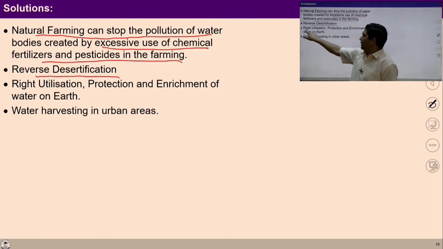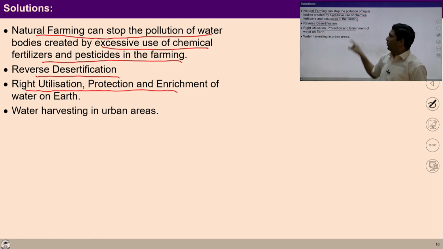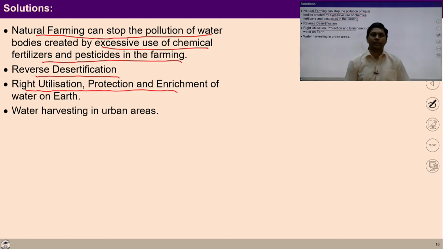Then there is a need to ensure the wisdom of right utilization, protection, and enrichment of water and natural resources on the earth. Initiatives like water harvesting in urban areas can be planned. So these are a few suggestions to mitigate these problems. There may be many more solutions. In fact, you can add your solutions to the list.